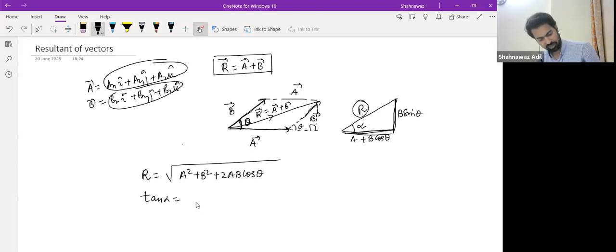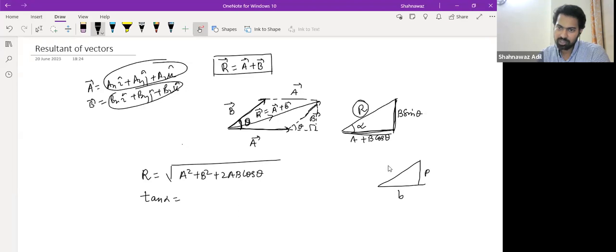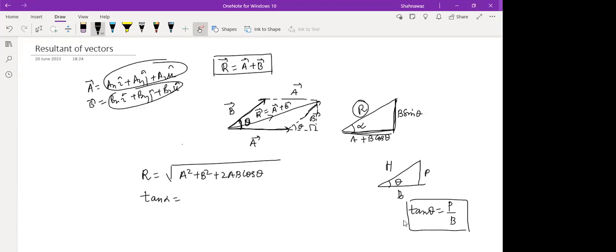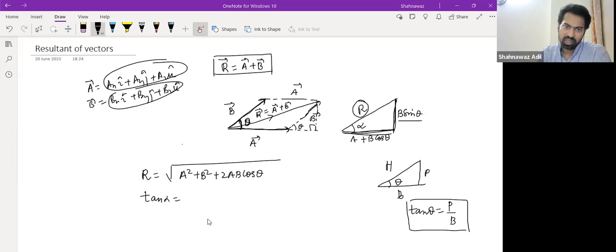Yes, Siddhika, can you tell me what would be tan alpha? In the trigonometric ratio, this is perpendicular, this is base, this is hypotenuse. Let's say this is theta. So what is tan theta? Perpendicular upon base. Right. So the perpendicular is b sin theta, so this would be b sin theta divided by a plus b cos theta.